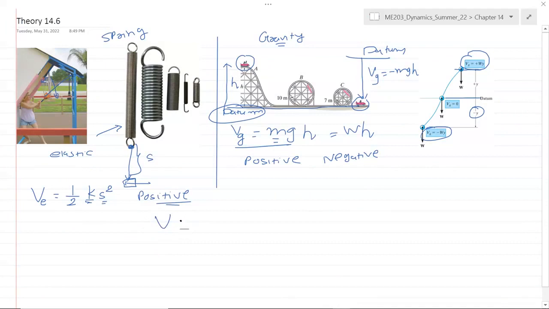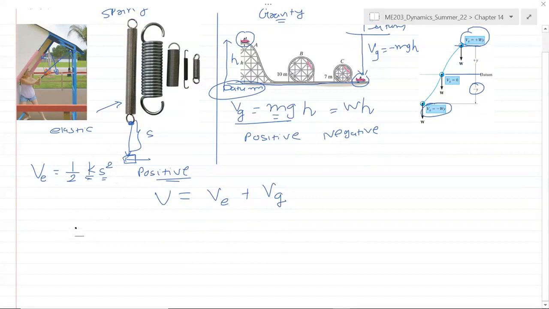The total potential energy V is the combination of Ve plus Vg for the particle. If the system contains a spring, then we need to include Ve. If it does not contain a spring, then we can only have the gravitational potential energy. But if it has both spring and gravity, then the total potential energy is the combination of Vg plus Ve.